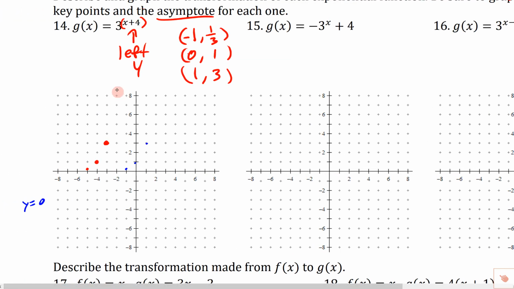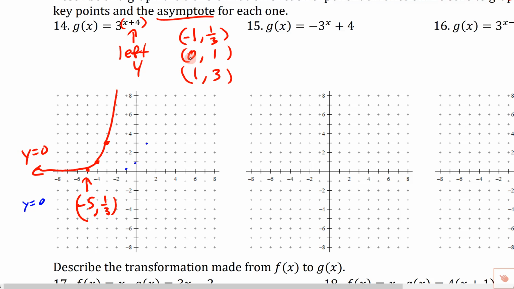So this is what it would look like. It would run along here, and then again get closer and closer and closer to the x-axis. There's our asymptote of y equals 0, and then let's label each one of these. So this point right here, it was -1, 1/3. All we did was move it back 4 units. So that's -5, 1/3.